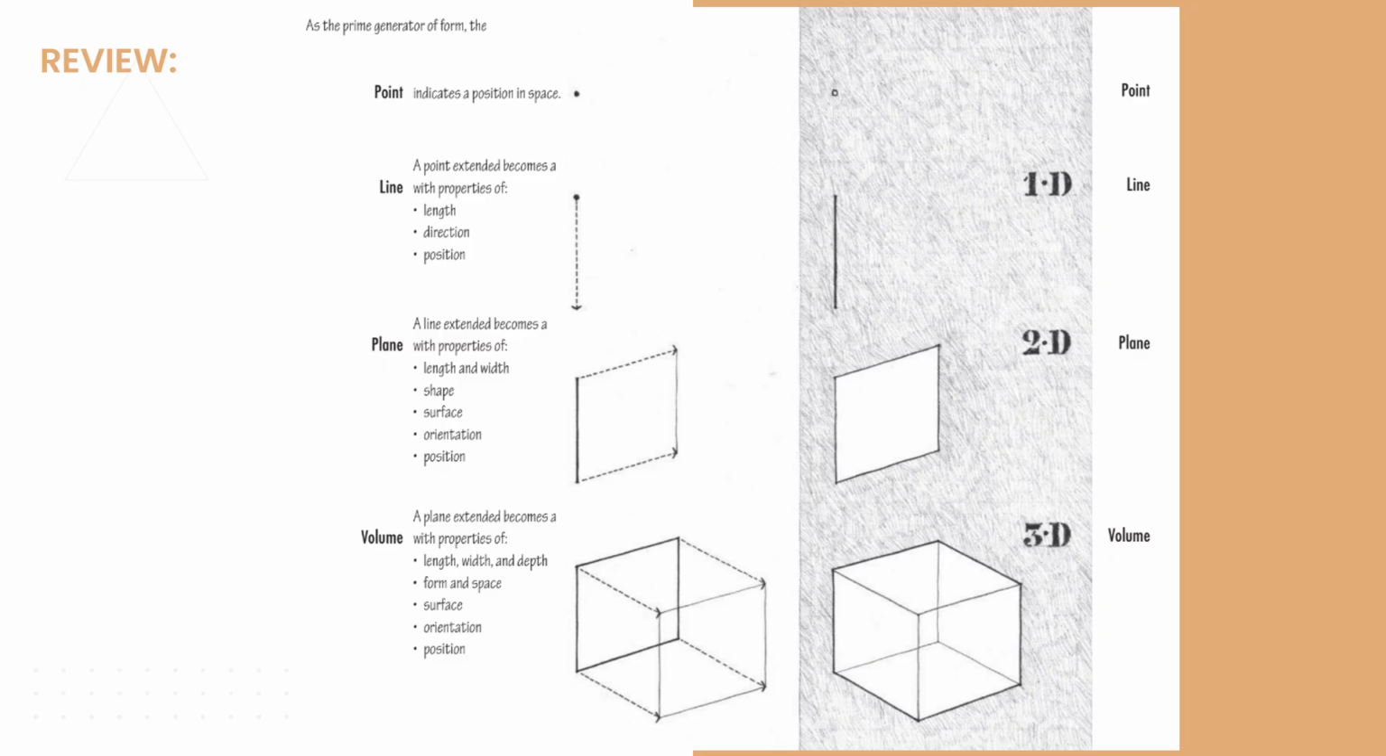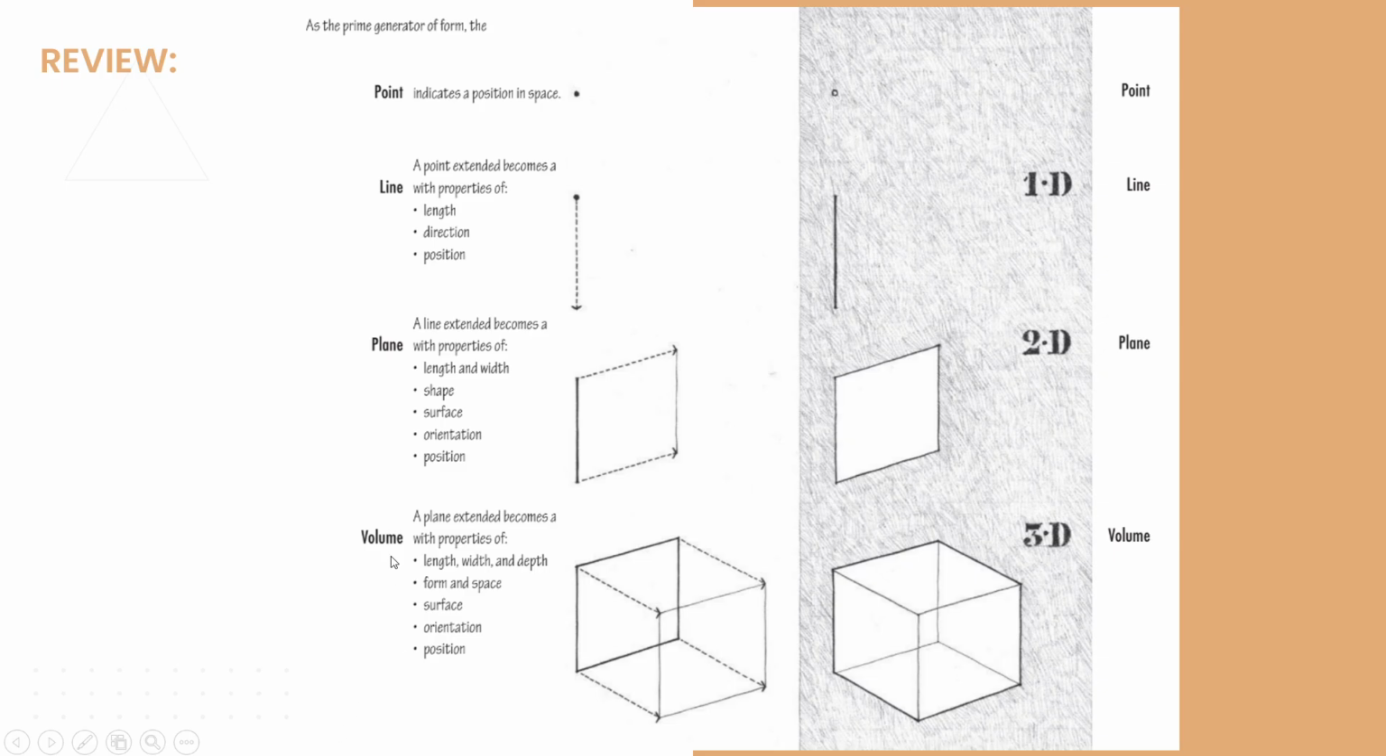So as we review, we have a point. It indicates a position in space. While a line has the property of length. It has direction. It has position. A plane has the properties of length and width. It has shape, its identifying characteristic. It has surface, orientation, and position. A plane can be measured in units using square meter, right? Length times width equals area, and the unit is square meter.